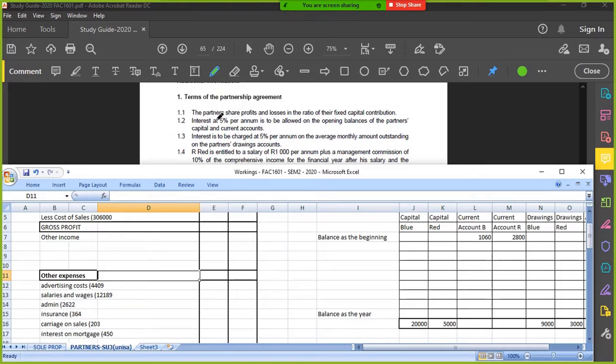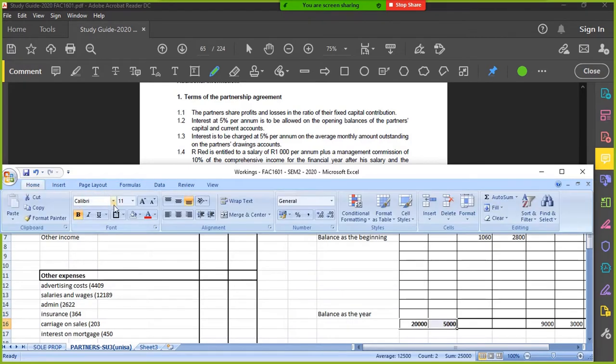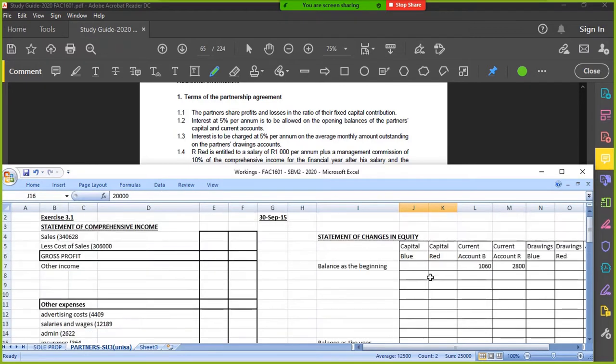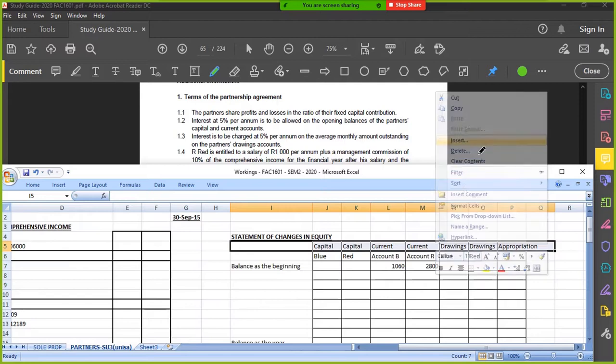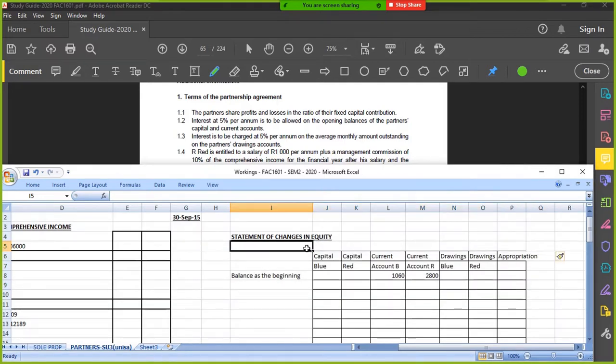Right, so look at point number 1.1. The partners share profits and losses in the ratio of their fixed capital contribution. Okay, highlight the capital contribution. It's in the statement of changes in equity. Now I can put a little note here for myself. Profit sharing ratio. Is, what did they say? In the fixed capital contribution.